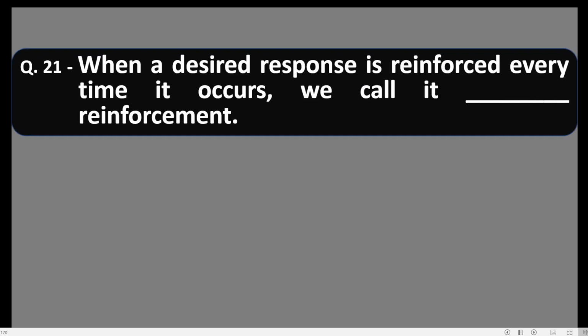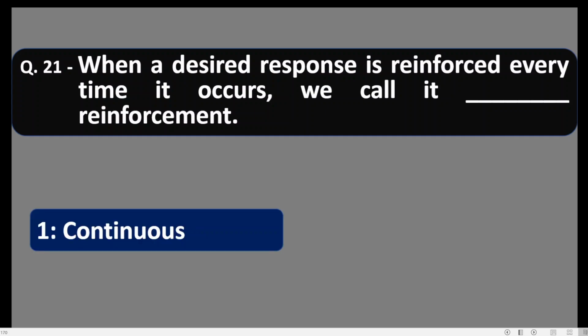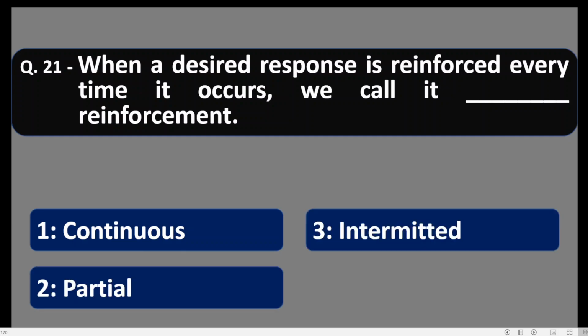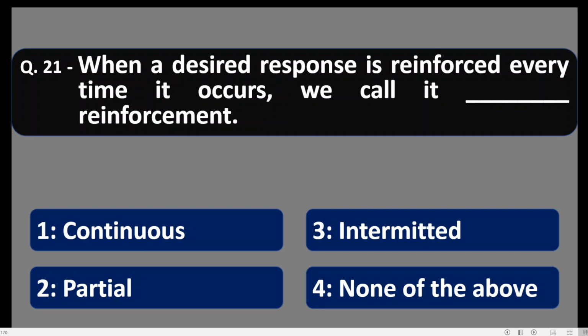21st question, today's first question. When a desired response is reinforced every time it occurs, we call it dash reinforcement. The options are continuous, partial, intermittent, and none of the above. Every time it is given, so it is called continuous reinforcement. Option number 1 is correct.